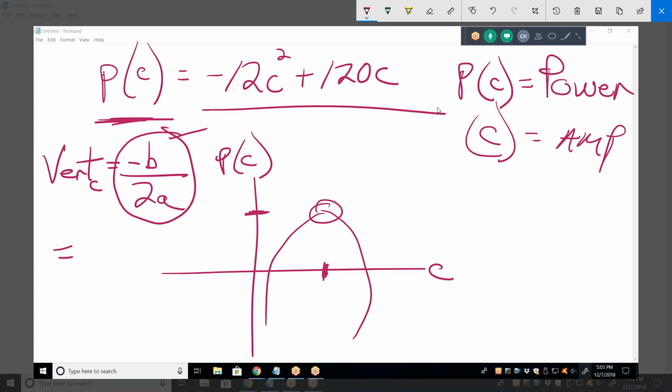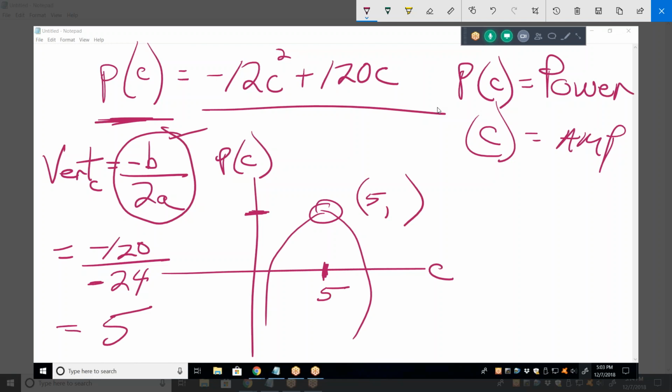B is negative 120. So 2 times 12 is 24, so 24 is the denominator. But it's negative, because a is negative 12. Got it. So that's equal to 5. That means the horizontal component of that vertex is 5. We don't know what the y component is yet.